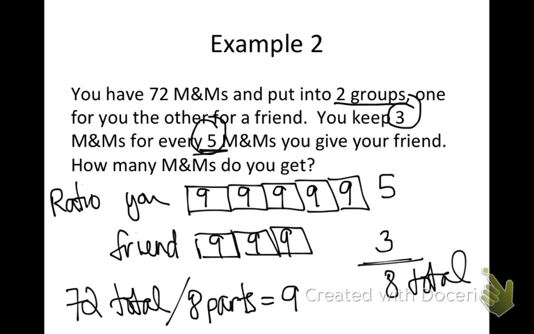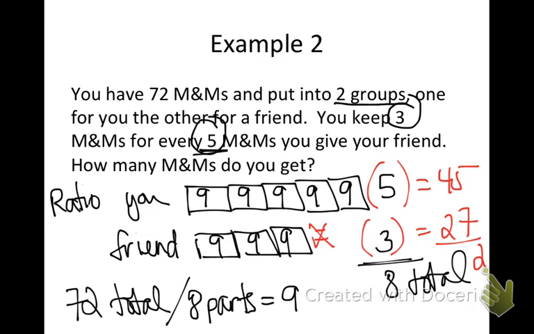Okay, so how many M&Ms did you actually get? So you have 9 times 5, which is 45 M&Ms, and your friend has 9 times 3. Sorry about that, 9 times 3. So they have 27 M&Ms. Let's double check to make sure that works. So what is 45 plus 27? Okay, so that's 72, so that works. So you can also draw these bar diagrams to show the ratios.